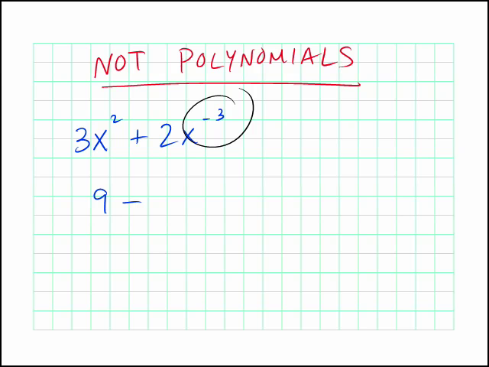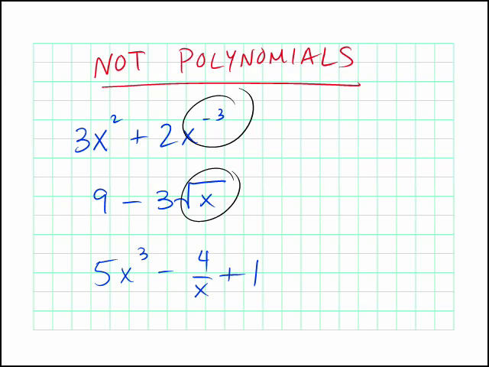Nine minus 3 square root x. You cannot have a variable under a radical in a polynomial. So because of this, this expression is not considered a polynomial. 5x cubed minus 4 over x plus 1. You cannot have a variable in the denominator of a fraction, for instance right there, and so this one is also not a polynomial. So these are all examples of not polynomials.